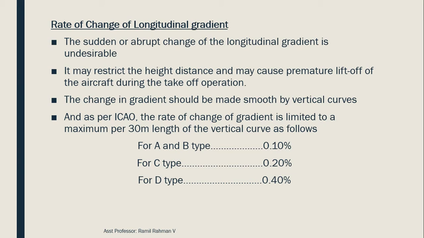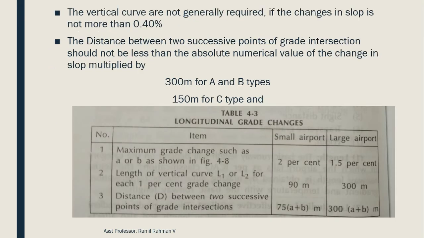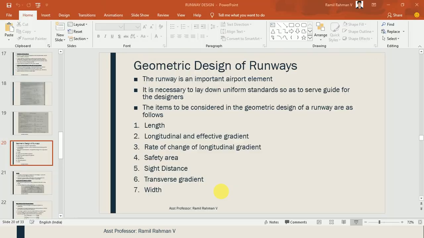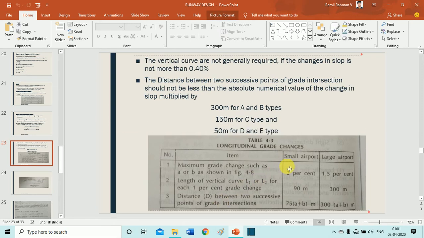For A and B type, 0.1%. For C type, 0.2%, and for D type, 0.4%. The vertical curves are not generally required if the change in slope is not more than 0.4%. The distance between the two successive points of a grade intersection should not be less than the absolute numerical value of the change in slope multiplied by 30 meters for A and B types, 150 meters for C type, and 50 meters for D and E type.